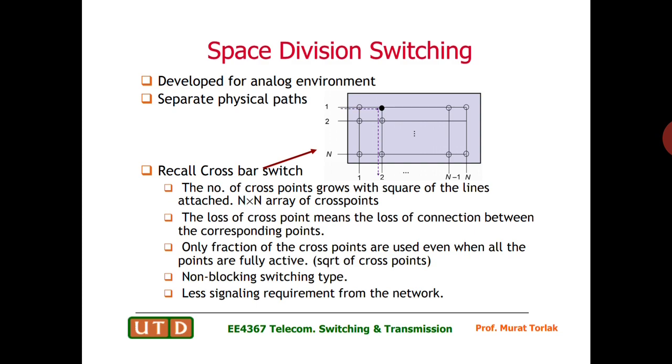The number of cross points grows with the square of the lines attached, an n cross n array of cross points. The loss of a cross point means the loss of connection between the corresponding points. Only a fraction of cross points are used even when all the points are fully active. It is a non-blocking switching type, with less signaling requirement from the network.